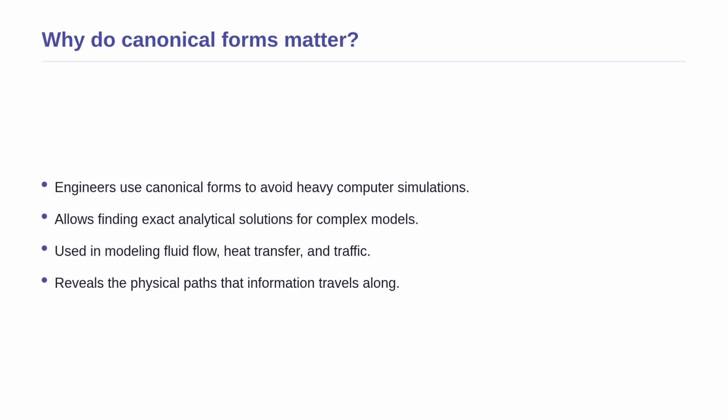simulations. It allows us to see the characteristics, which are the actual physical paths that information travels along, like the exact path a sound wave takes through the air. Without canonical forms, we would be stuck guessing solutions to messy equations, making it impossible to design safe airplane wings or predict weather patterns accurately.